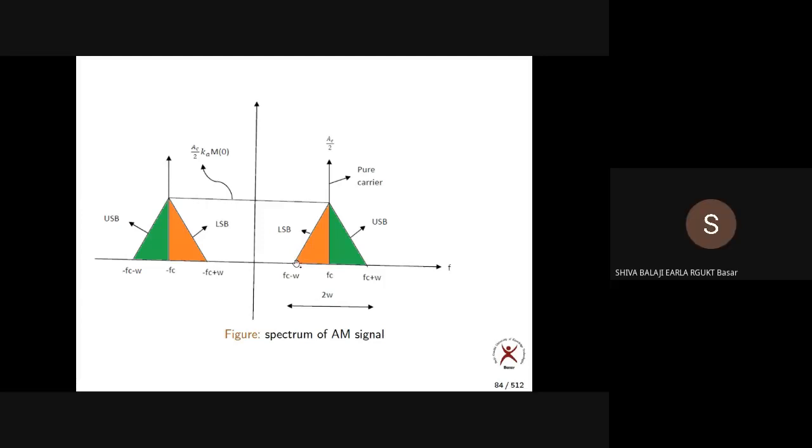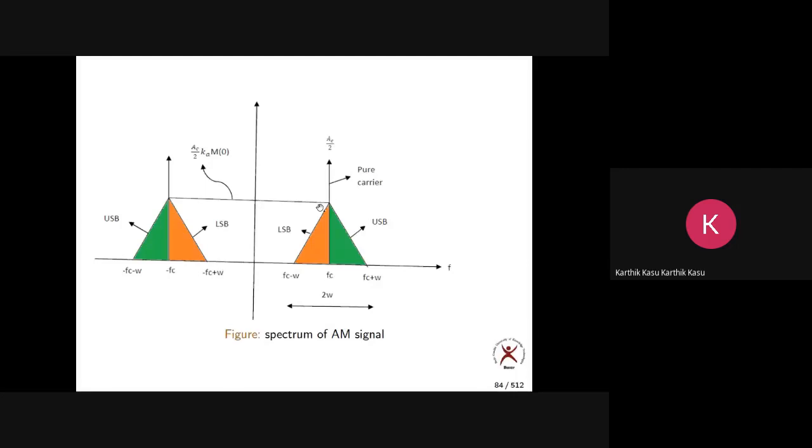That is a shifted version of the baseband signal. What shift? There are two kinds of shifts: right shift and left shift. Yes, sir. So actually, M of F was here.